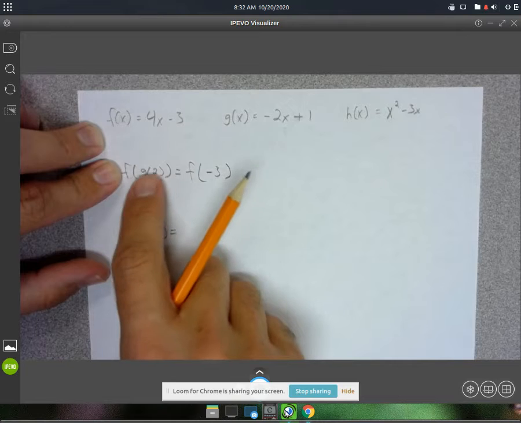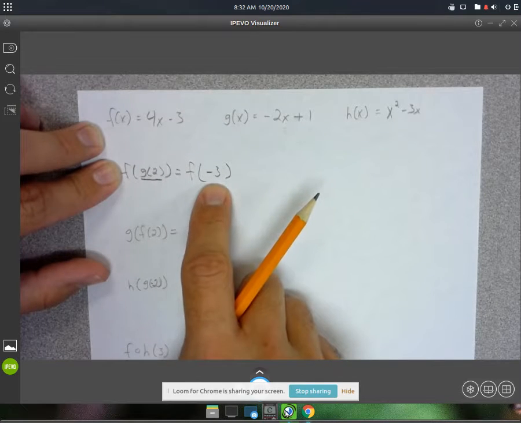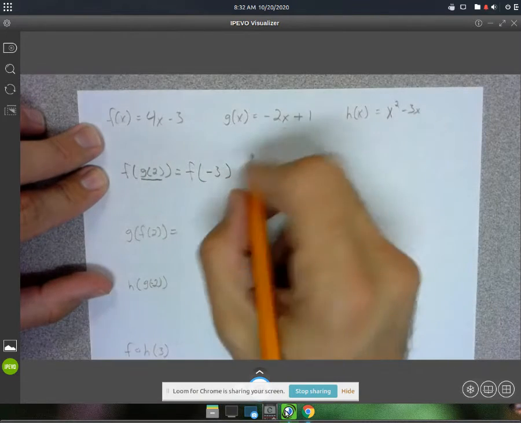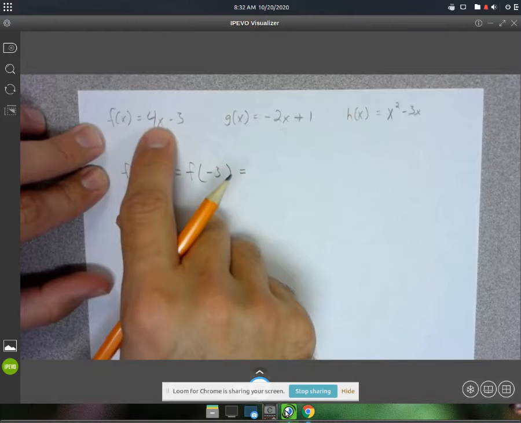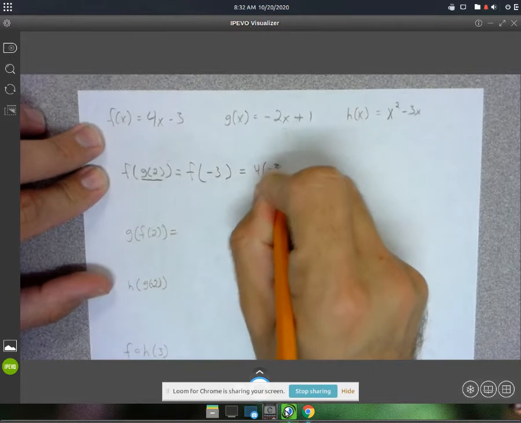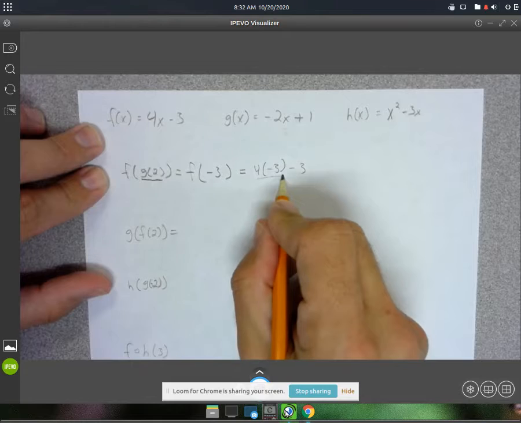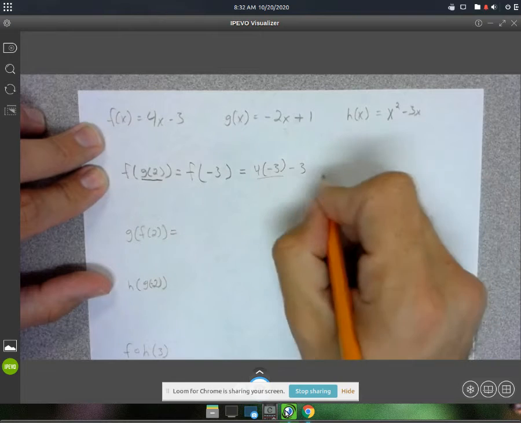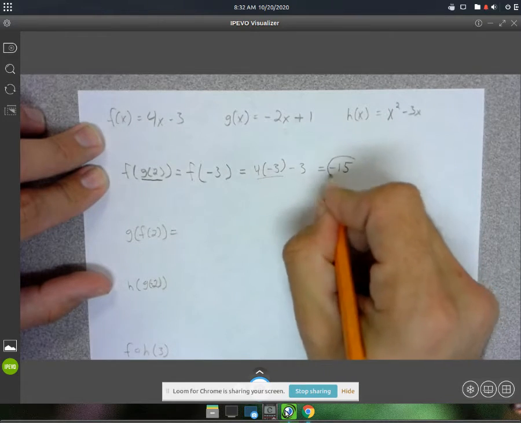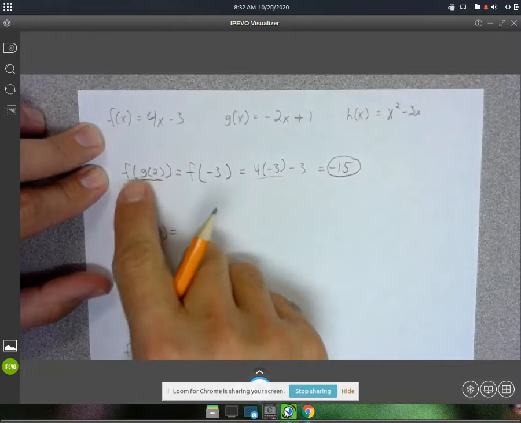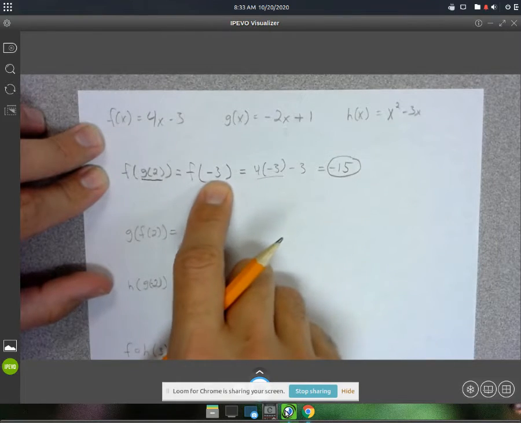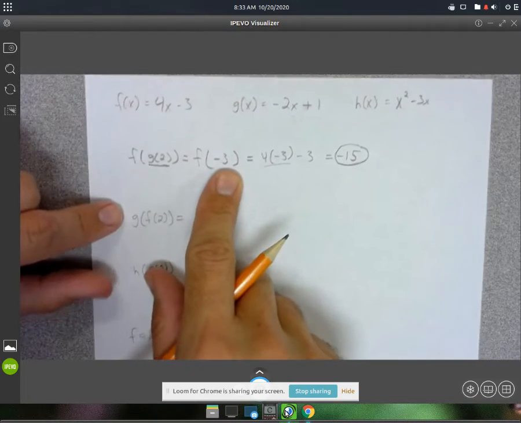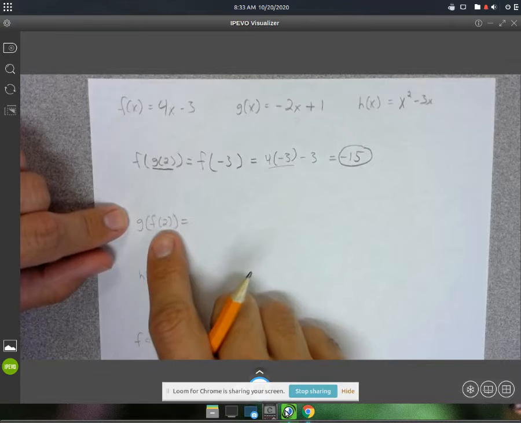Because g of 2 was equal to negative 3, now we're going to take this negative 3 and plug it in on the f function. So we'll do negative 3 for x. 4 times negative 3 is negative 12, and negative 12 minus 3 is negative 15. So the answer for g of 2 was negative 3, and that's what we plugged in for f of x.